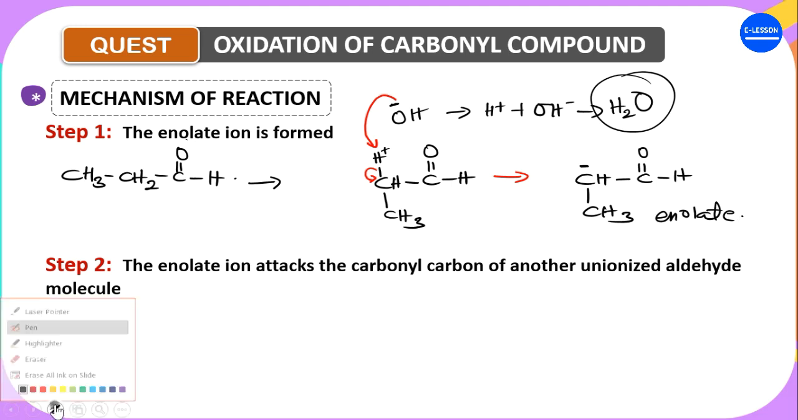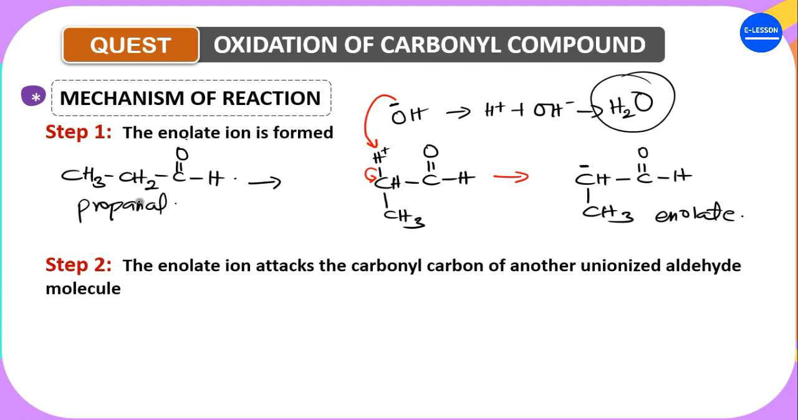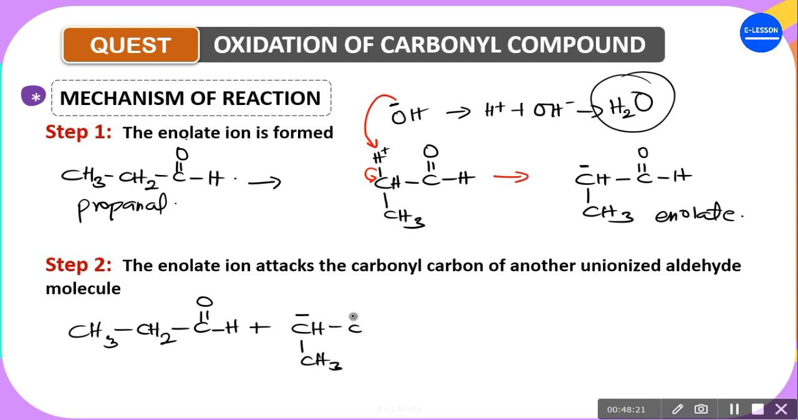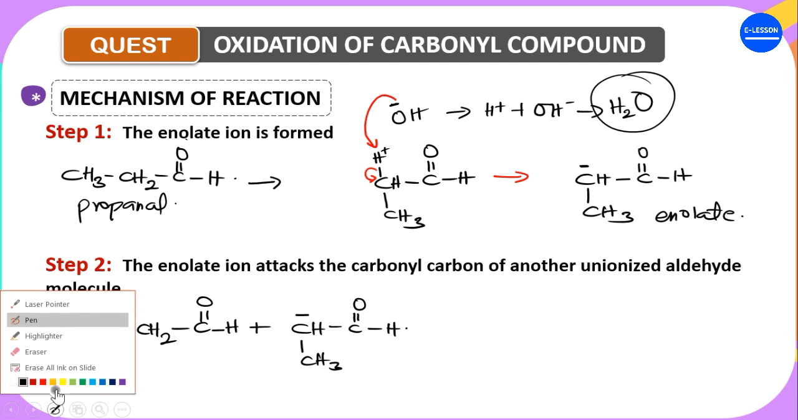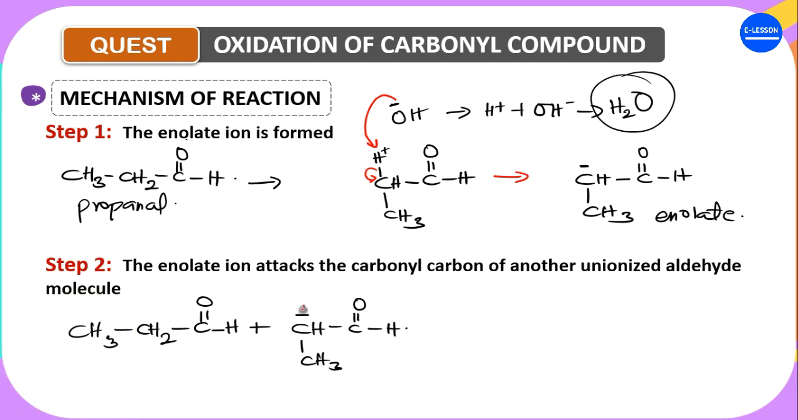Now, this enolate ion will attack an unionized propanal. So the enolate ion will attack it. So we have CH3, CH2, C double bond O, H. This is unionized. And then this is CH negative, here is CH3, here is C double bond O, and here is H. Okay? Now, at the end of the day, what do you think we are going to get?